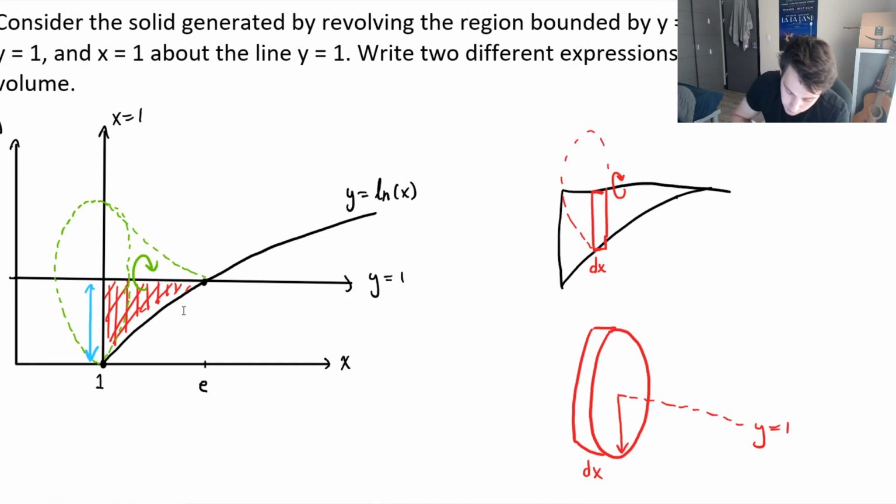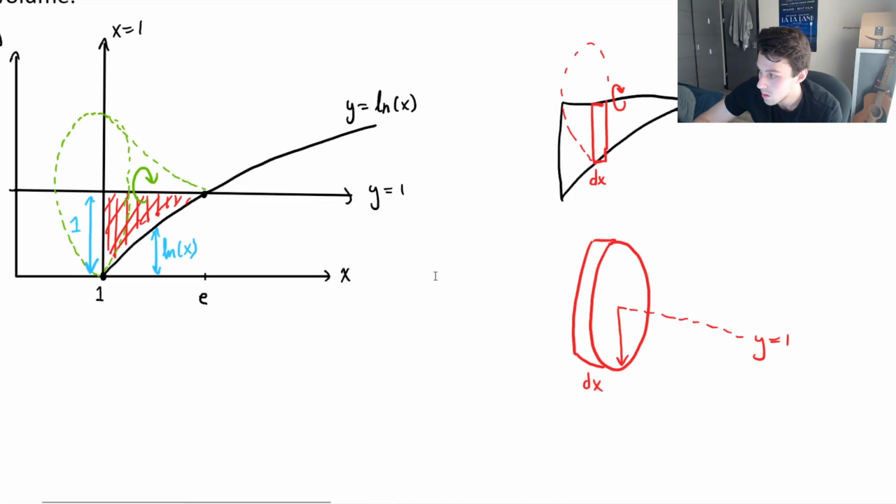And in fact, we know that this height right here takes the form of ln of x. It's just the distance from x equals 0 to the function. So that means that the radius at any point between 1 and e would be 1 minus ln of x, right? So that represents the radius. So this radius here is going to be 1 minus ln x, okay?